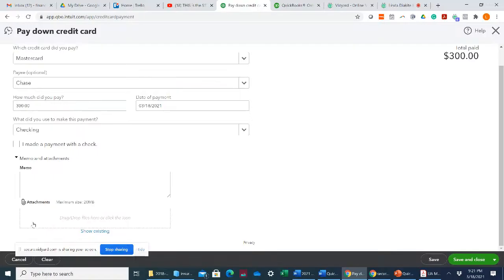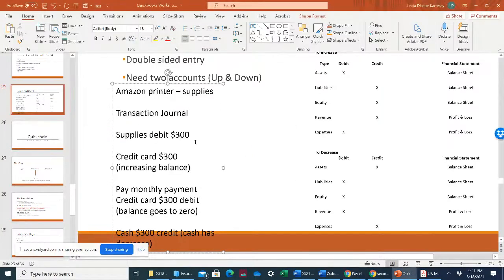I like attaching the credit card statements to these types of transactions. Feel free to do that. I know sometimes people will maybe attach the email. That's fine too. So this is how you pay a credit card. So hopefully that explains, particularly this here, what QuickBooks does.